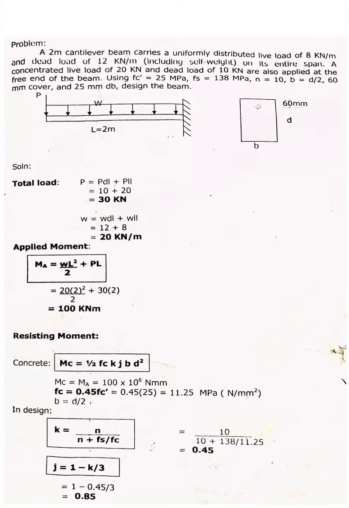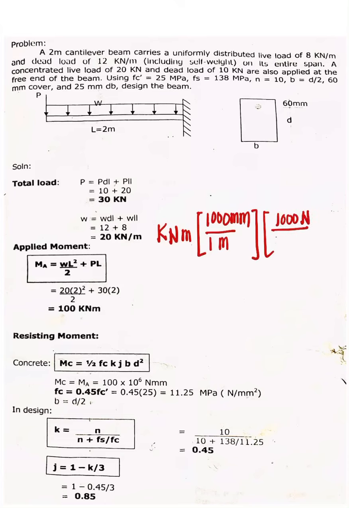So your applied moment should be converted into newton millimeter. So to convert it, you have kilonewton meter multiplied by 1000 millimeter over 1 meter, and then for kilonewton, that is 1000 newton over 1 kilonewton. So the units cancel, and that is newton millimeter. So 1000 times 1000, that is 1 million. To convert that into scientific notation, that is 10 to the power of 6. You have 6 zeros, so 6. Okay?